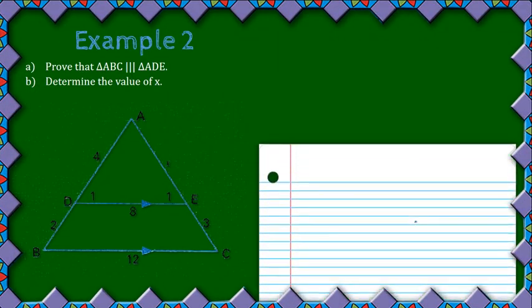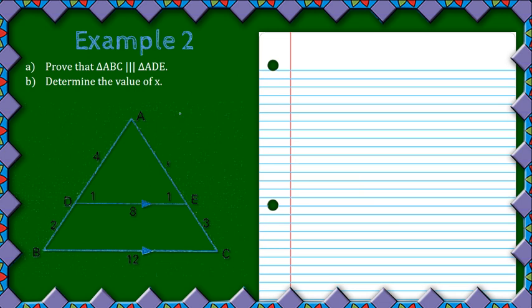Then for example 2, in this case we need to prove that triangle ABC is similar to triangle ADE, and we need to determine the value of X. Now this is important to know, but it's really a simple procedure, and it always follows the same procedure in proving two triangles similar. The first thing we do is state the triangles we work in. So you're going to say the heading: in triangle ABC and triangle ADE. Right, so that's your introduction.